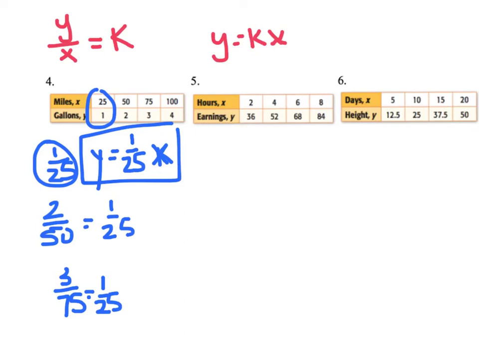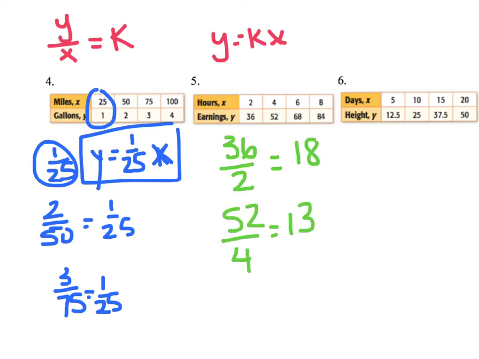Now on our next one, we've got 36 over 2. Remember, it's y over x, and that's going to be equal to 18. Well, 52 over 4 is equal to 13. So right there we know this is not a direct variation, whereas our first one was yes. Those are proportional, or they showed direct variation.